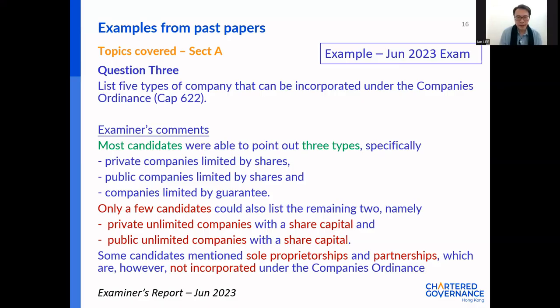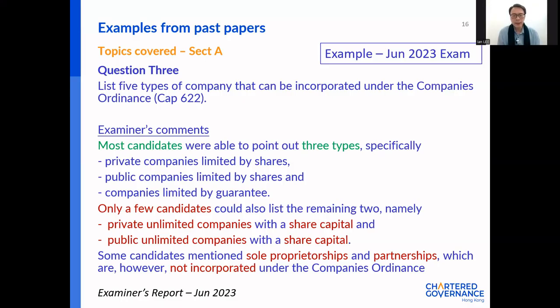Okay? These questions in section A, they are only worth 5 marks. So do not push yourself to think, I need to try to work out which are the remaining 2. Do not do that. It's only worth 5 marks. If you know it, write it down. If you don't know it, move on to the next question.